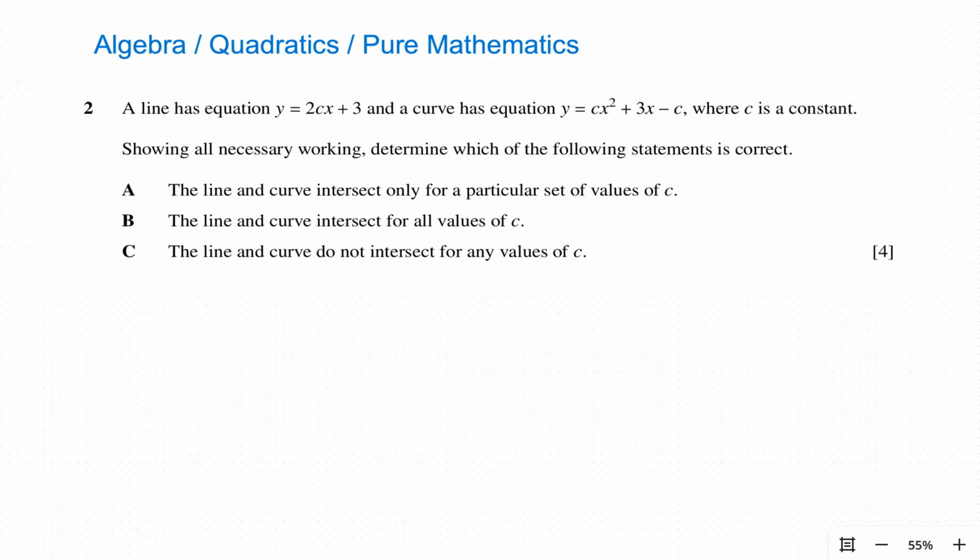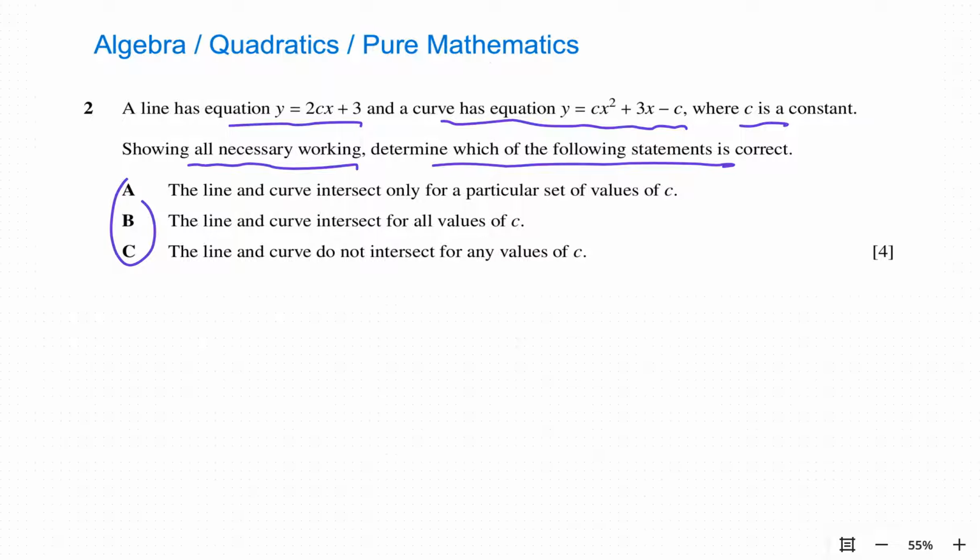Hello everybody. In this question, we are told that a line has an equation y equals 2cx plus 3 and a curve has an equation y equals cx squared plus 3x minus c, where c is a constant. So we need to show all the necessary working to determine which of the following statements is correct, A, B or C.